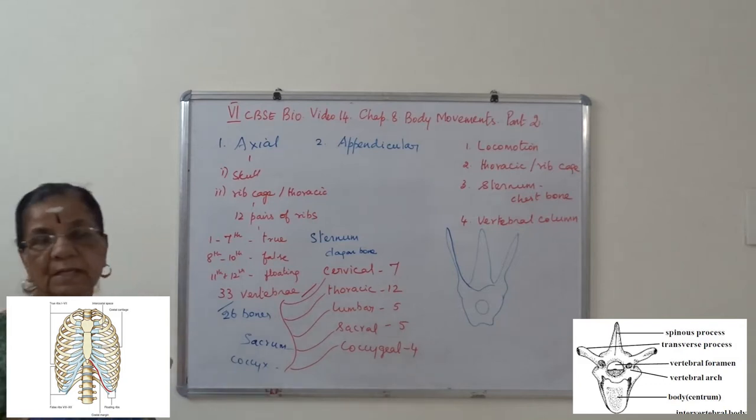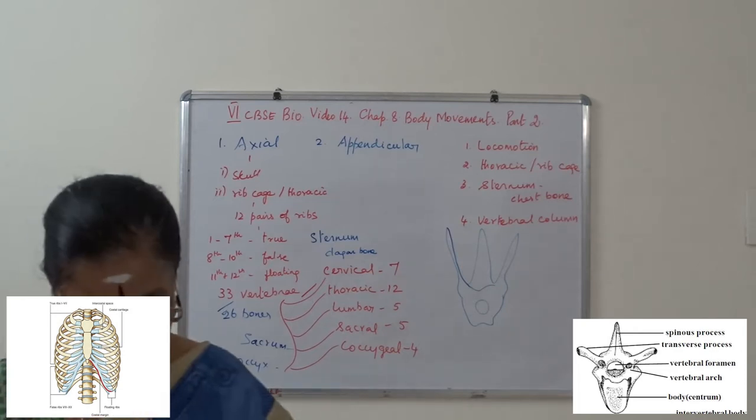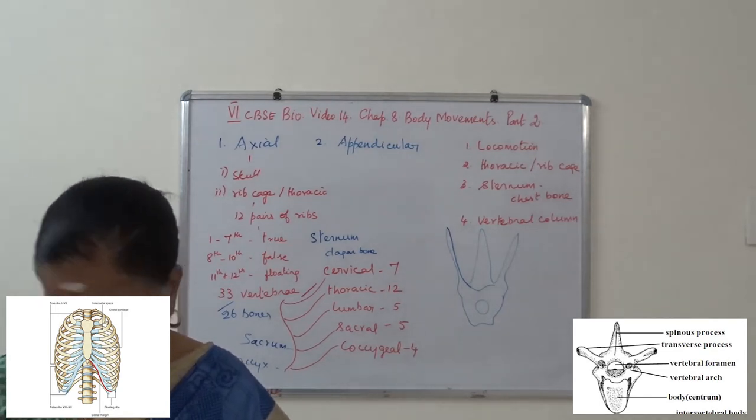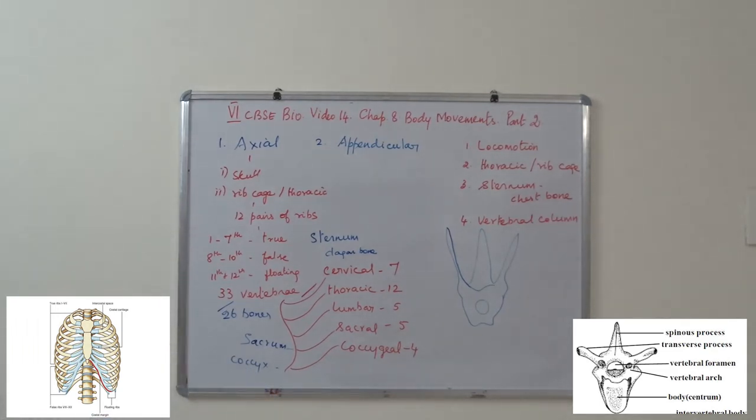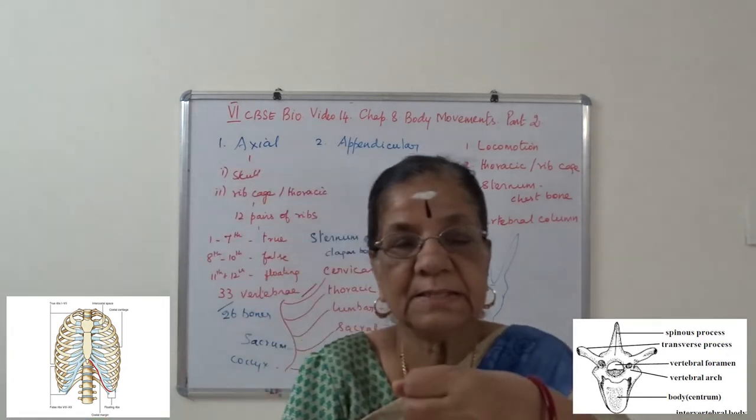Now, the vertebral column is formed of single vertebrae. Just listen, this single vertebra has a structure like this. The vertebrae are arranged like this.